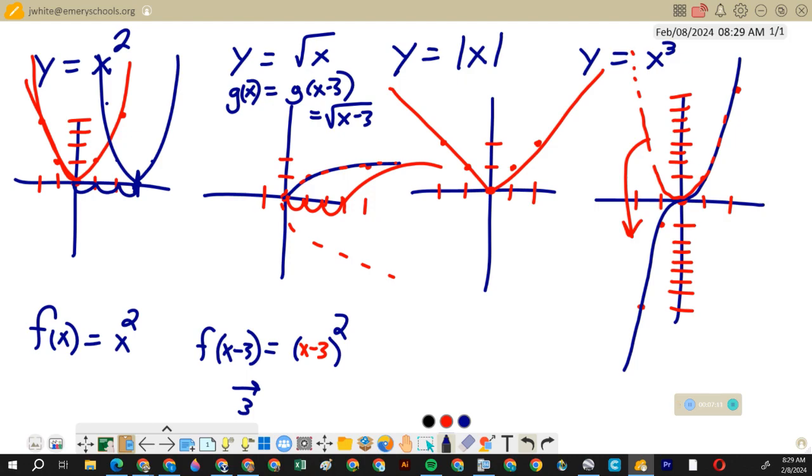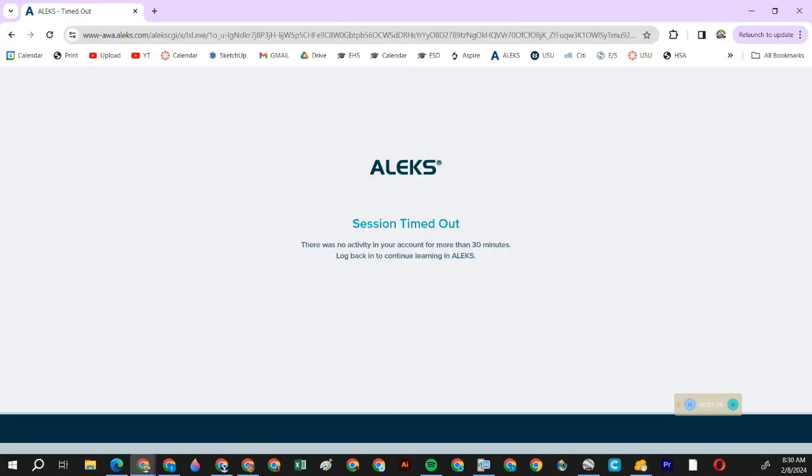Okay? Let's call this graph h of x. So h of x is the absolute value of x. What would h of x plus 2 be? So that just says, write down the function h of x. And then add 2 to the outside. What do you think that's going to do?